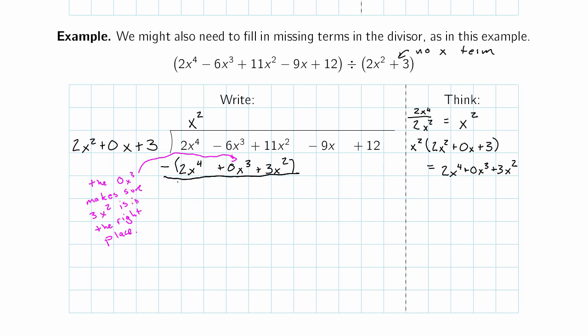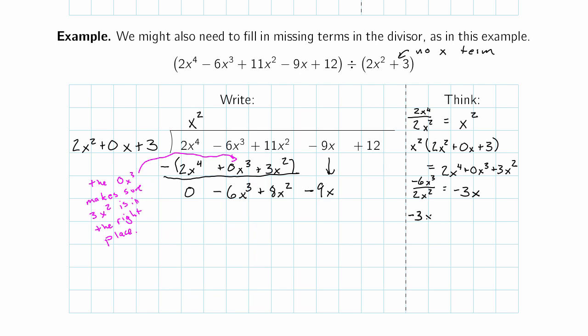So now we subtract. 2x to the 4th minus 2x to the 4th is 0. Negative 6x to the 3rd minus nothing is negative 6x to the 3rd. 11x squared minus 3x squared is 8x squared. Bring down the next term, negative 9x. Okay, divide. Negative 6x to the 3rd divided by 2x squared is negative 3x.